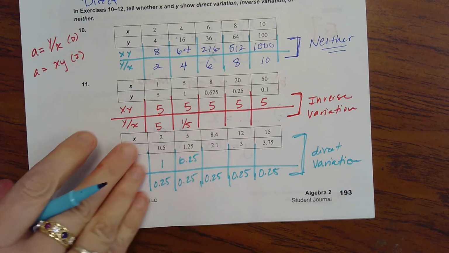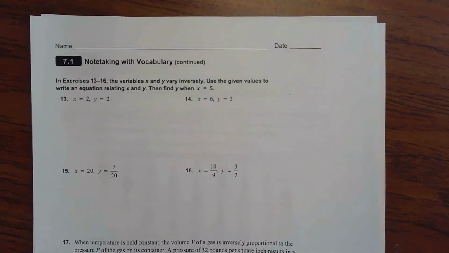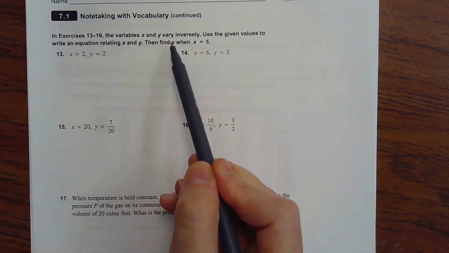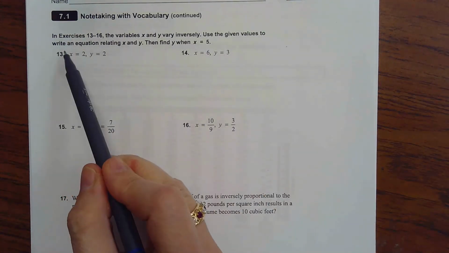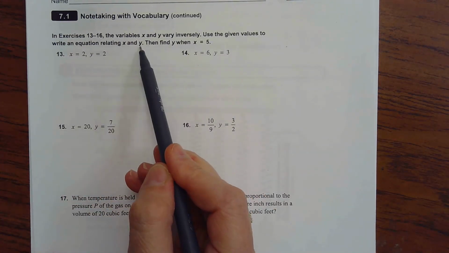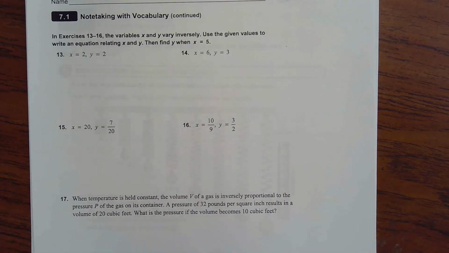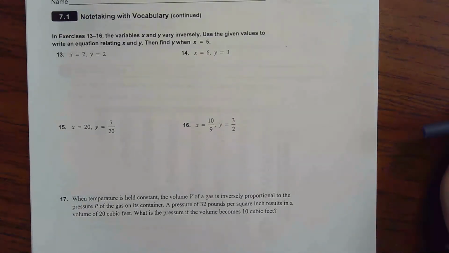All right, let's move on. Let's look at page 194. So I'm on the next page. This goes back to that other example I was telling you about, where it says the variables x and y vary inversely, and then it asks you to write an equation that relates x and y, and then find y when x is 5. I'm going to do a couple of these, and then I'm going to have you pause the video, try a couple on your own, and then check to see that you have the right answers.